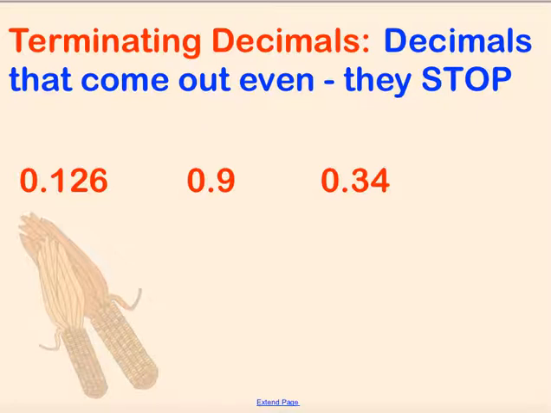So terminating decimals, these are the ones that come out even, they stop, like 0.126, 0.9, 0.34. If we were to continue these on, we would have zeros at the end of all of these. That means that we don't have any more information. These are terminating.